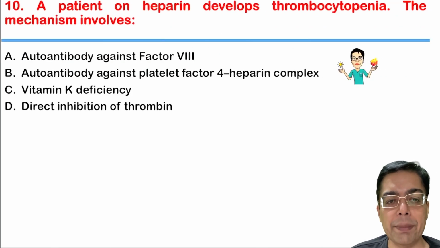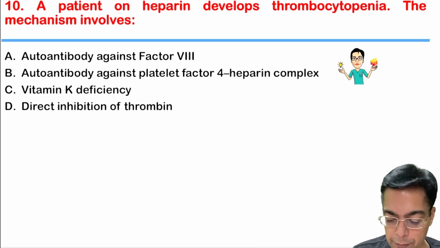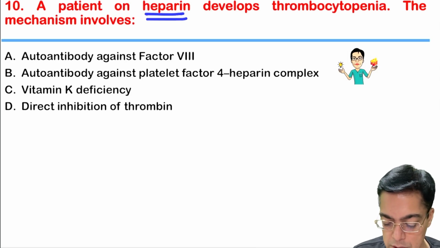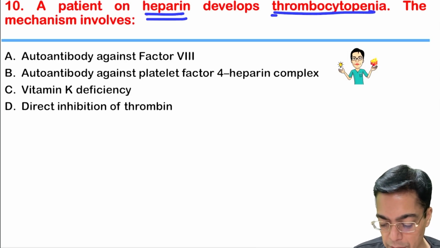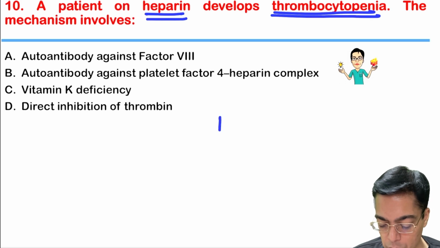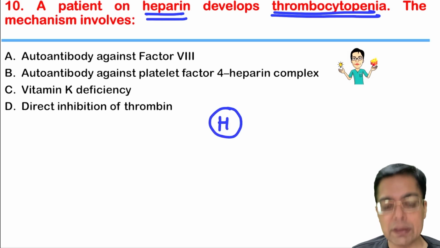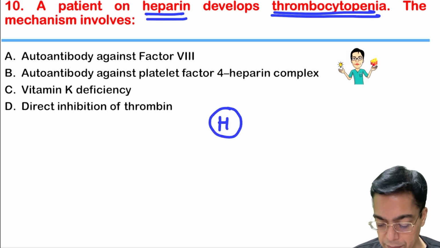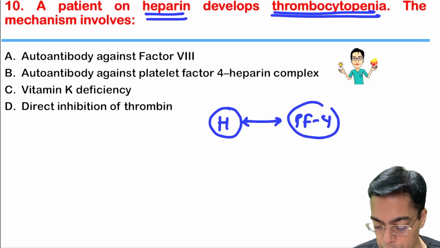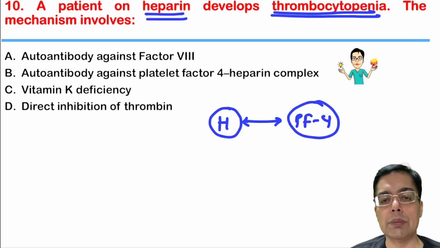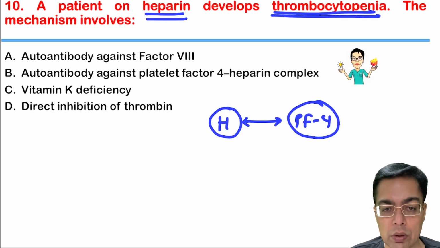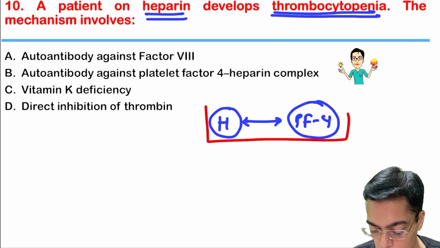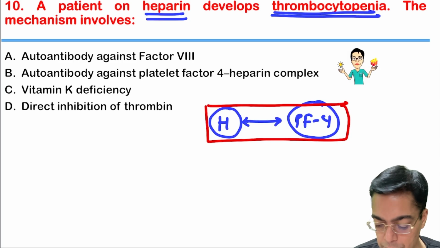Talking about the next one, a patient on heparin develops thrombocytopenia. A very, very importantly tested concept in the exams, but that is what you need to remember over here. Sometimes when you're talking about heparin as an example of a drug, it is having a very good friendship with what is given the name of platelet factor 4. And when both of them come together, they are responsible for the formation of a big molecule. Now, this combined big molecule is responsible for activation of the immune system.